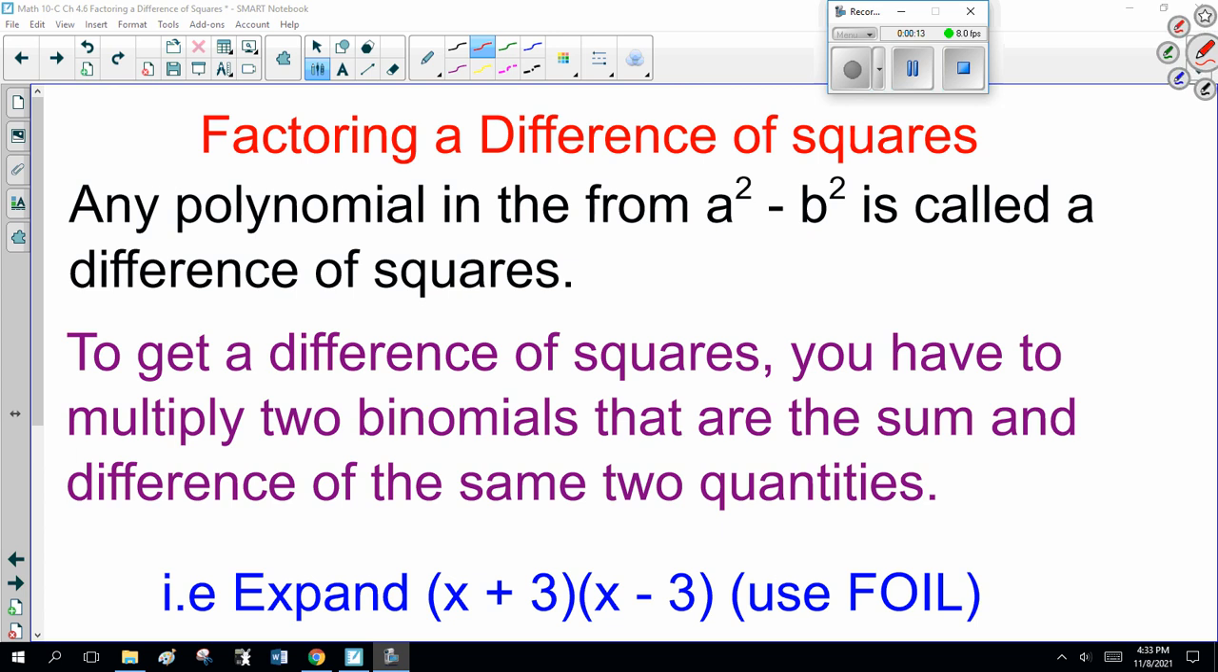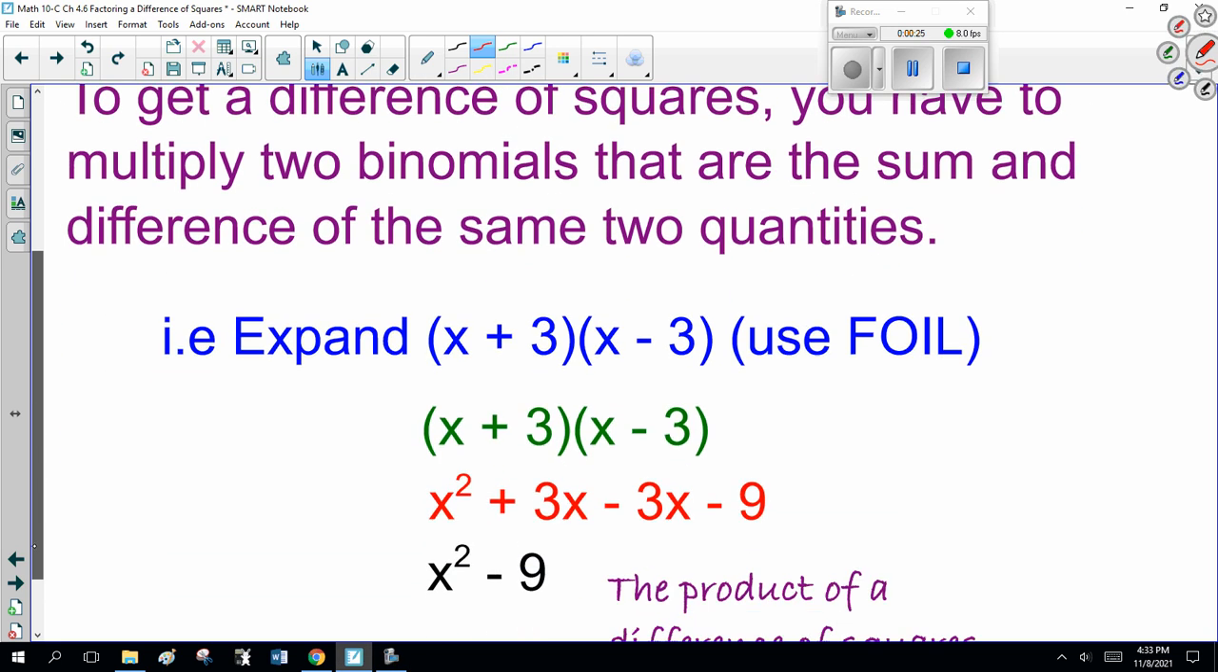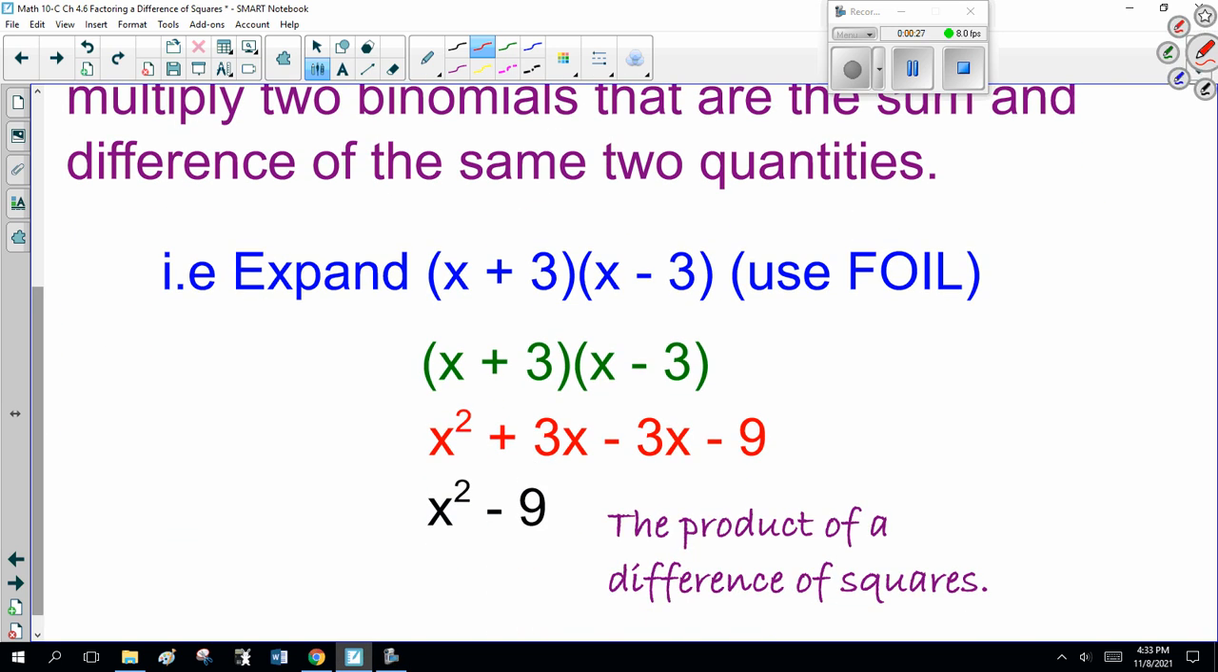Any polynomial in the form a squared minus b squared is called a difference of squares. To get a difference of squares, you have to multiply two binomials that are the sum and difference of the same two quantities. So, for example, expand (x + 3)(x - 3), use FOIL. You get x squared plus 3x minus 3x minus 9, or x squared minus 9, or x squared minus 3 squared. The product of a difference of squares.